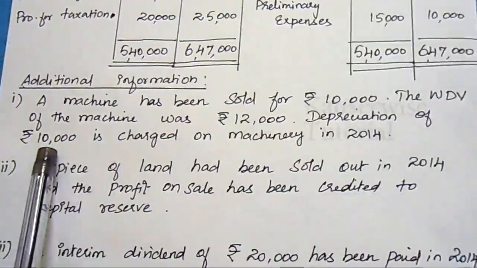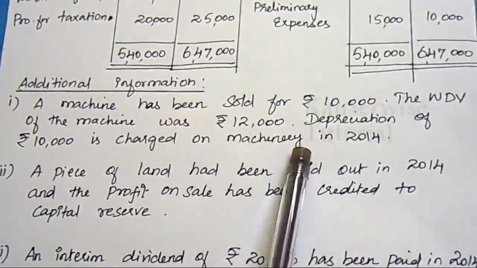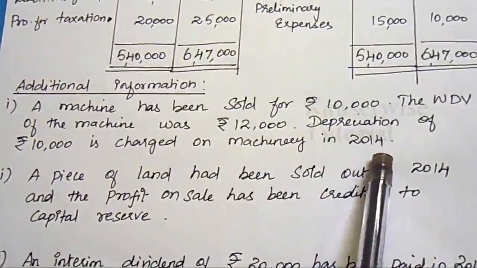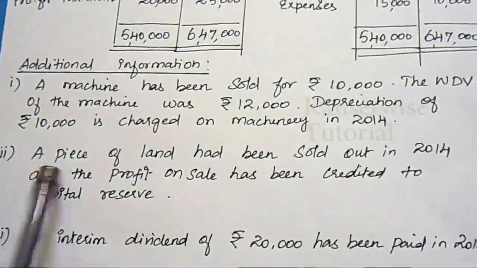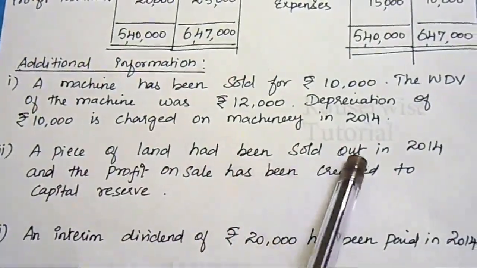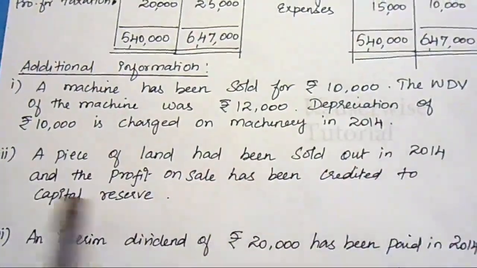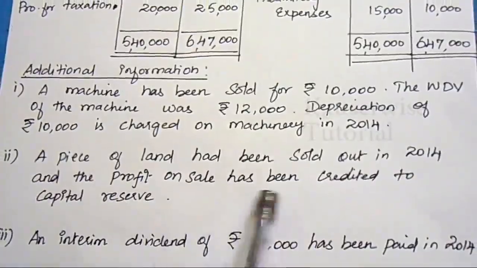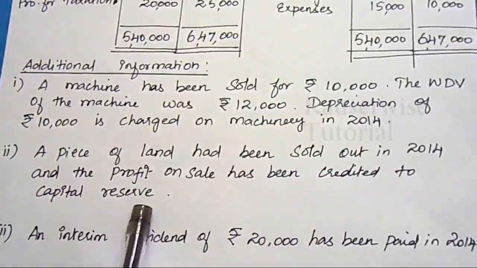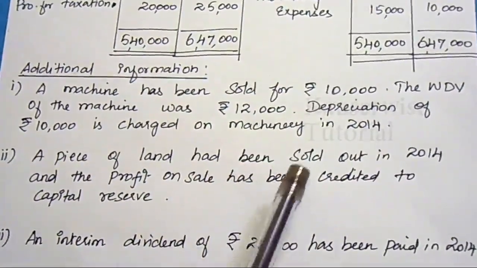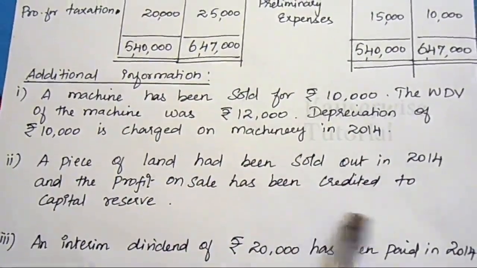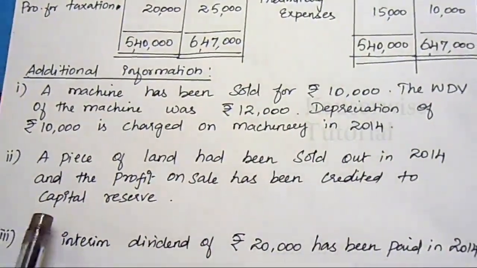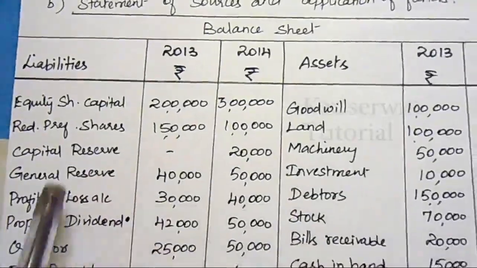Depreciation of 10,000 is charged on machinery in the year 2014. So this is the new depreciation for the current year. Look at the next one. A piece of land had been sold out in 2014 and the profit on sale has been credited to capital reserve. See, they didn't mention the selling price of land, but they have given the profit amount which is credited to capital reserve. Look at the balance sheet liability side.